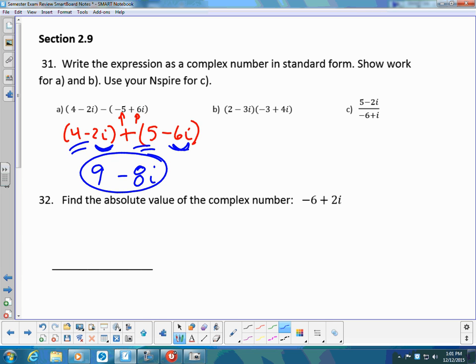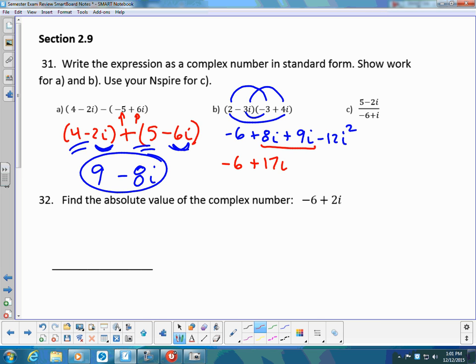This time we're multiplying, so we're going to do FOIL. So 2 times a negative 3 is a negative 6. Outer terms would be a 8i. Inner terms would be a negative 3i times a negative 3 is going to be a positive 9i. And then the last terms would be a negative 12i squared. All right, we can combine these and get 17i, so I get negative 6 plus 17i.